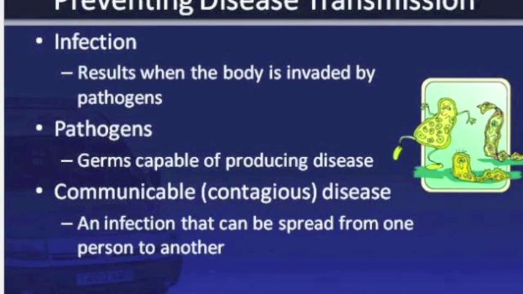Communicable diseases are an infection that can be spread from one person to another, often referred to as contagious. These are things you'll always hear growing up: make sure you cover your mouth when you're coughing, things along those lines, because those diseases are contagious. You don't want to get other people sick. And that's what we're talking about when we're talking about communicable diseases.